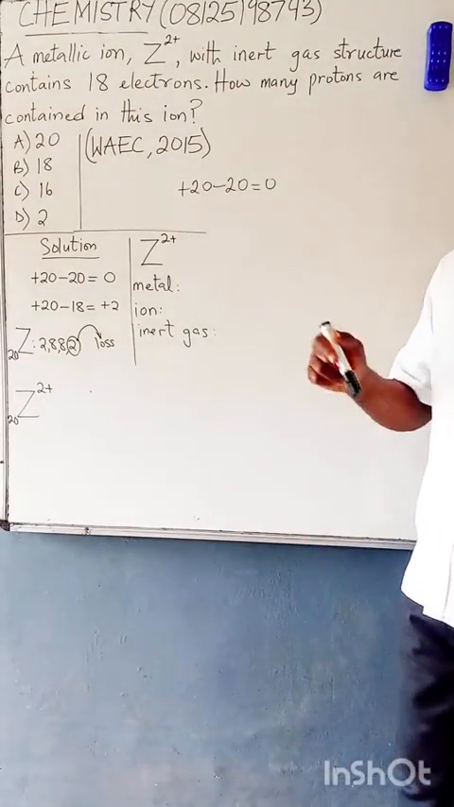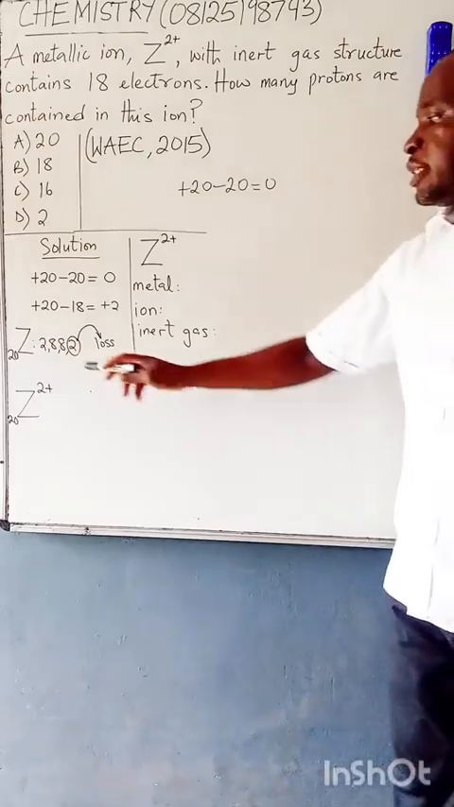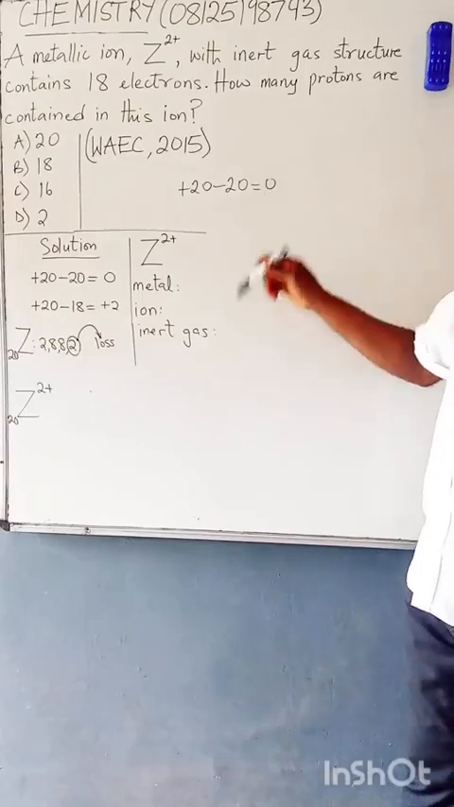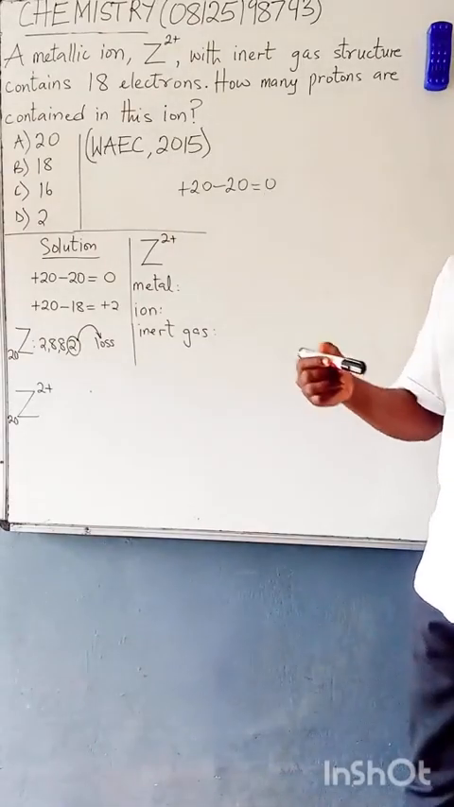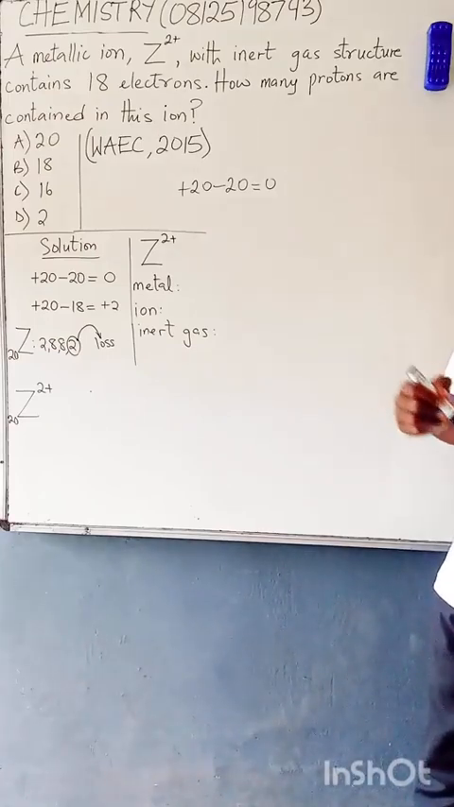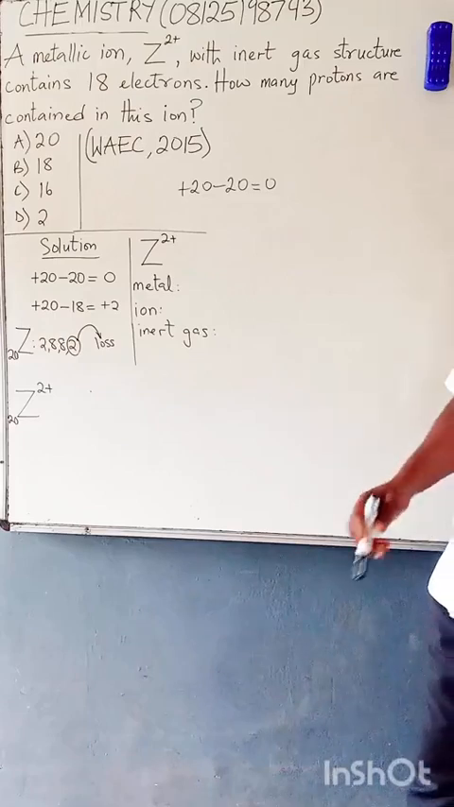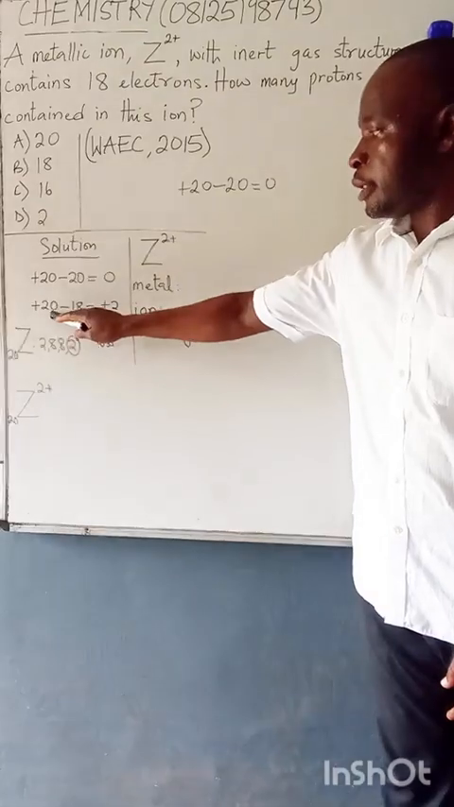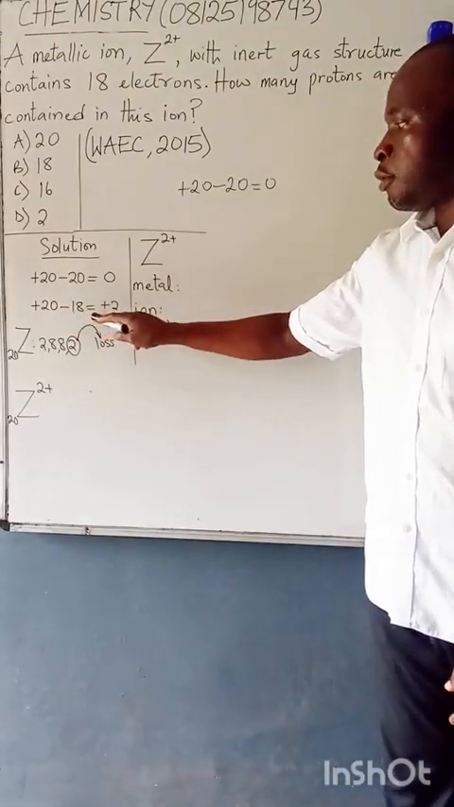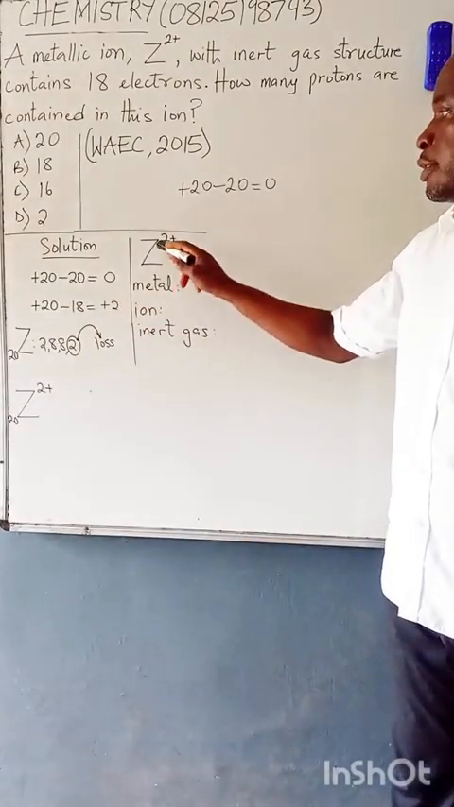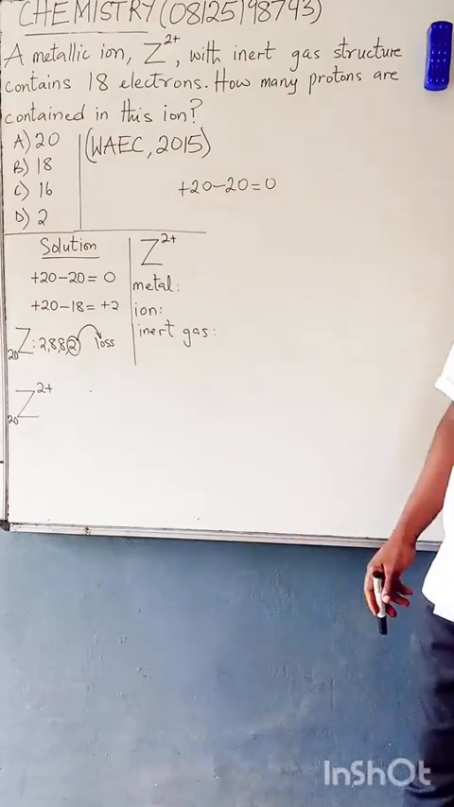What charge will it now have? Remember, when it had 20 electrons and 20 protons, it had a 0 net charge. Now that it has lost 2 electrons from the outermost shell, what is the net charge? The net charge is going to be plus 20 minus 18 equals plus 2. And that plus 2 is written as Zn2+.